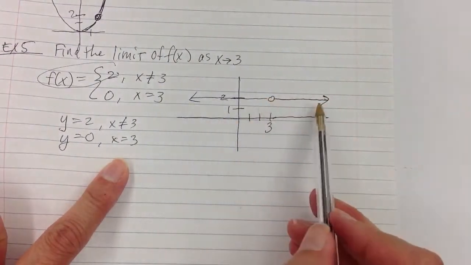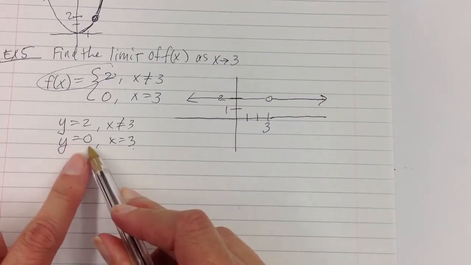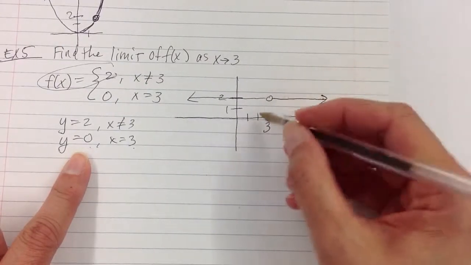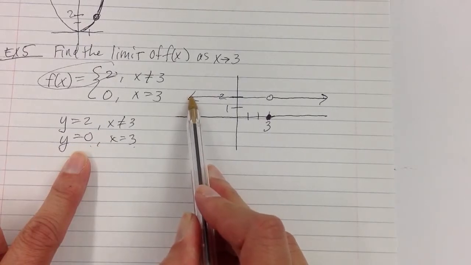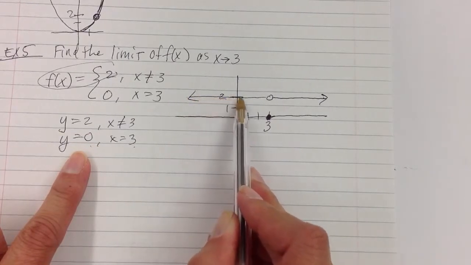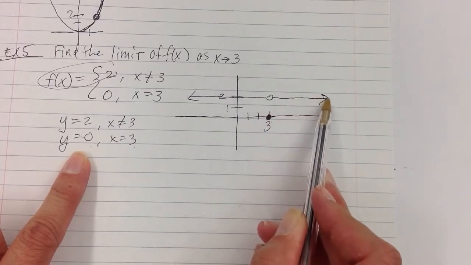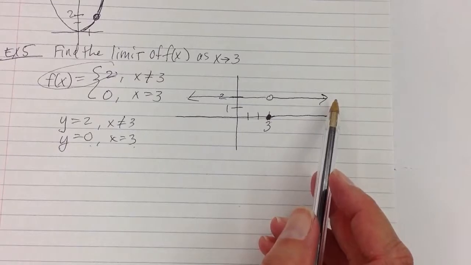So left side, right side. What is it equal to when x is equal to 3? It does have a value. It's equal to 0. So (3, 0) is the point. So we're going to fill in (3, 0). To the left of 3, it's always equal to 2. Drop down, equal to 0, back equal to 2, back equal to 2. So it's mostly always equal to 2, except for one time.